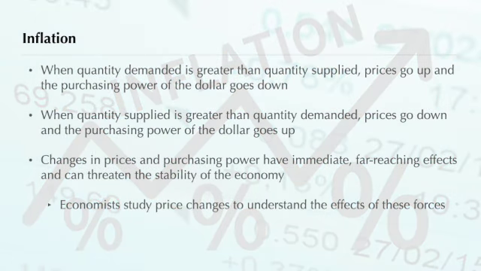As noted in Lesson 5, when quantity demanded exceeds quantity supplied, prices go up and the purchasing power of a dollar goes down. When quantity supplied is greater than quantity demanded, prices go down and the purchasing power of the dollar goes up. These changes in prices and the purchasing power of money have many immediate and far-reaching effects for society and can threaten the stability of a nation's economy. To understand the effects of these forces, economists study price changes throughout the economy.